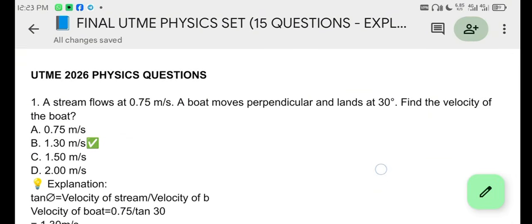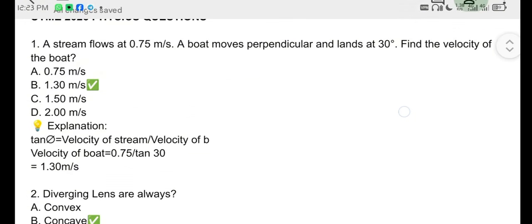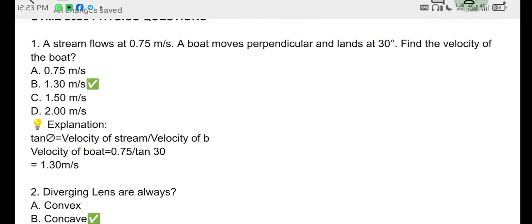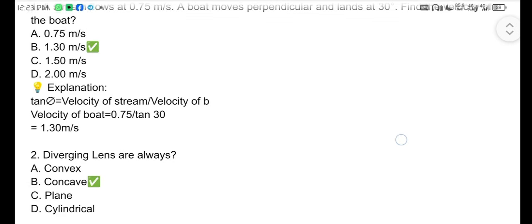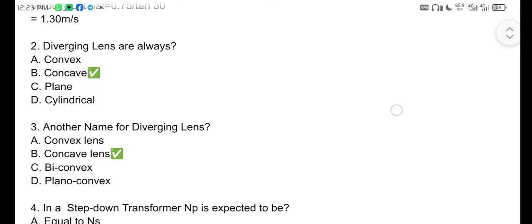30 degrees is our theta. So it's 0.05 over tan 30. When you do the math, you get 0.87 meter per second. All right, over to the next question.